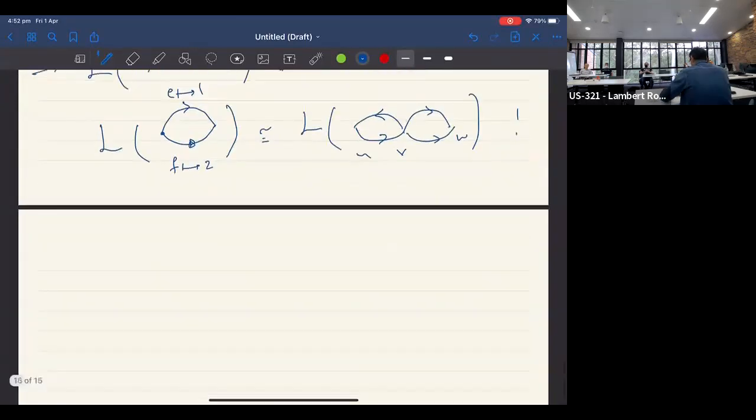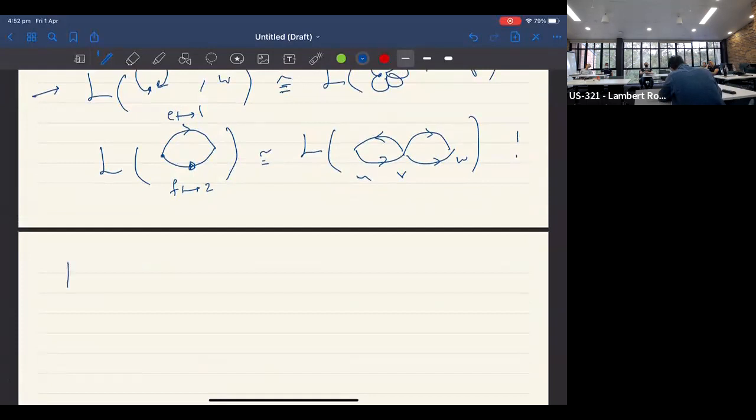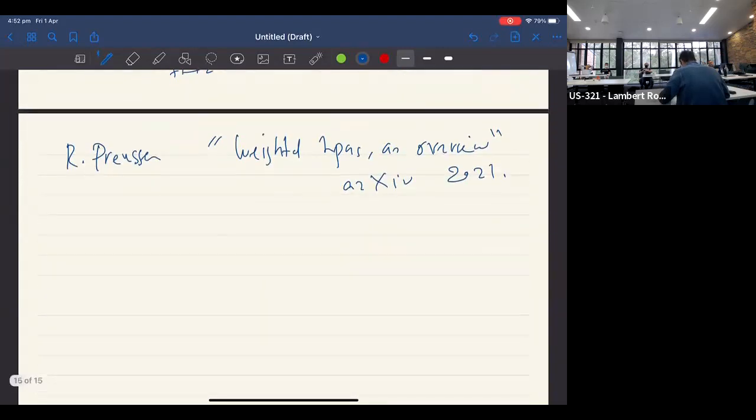And let me just give you, oops, maybe I don't know, but anyhow, this is the one. And there is a paper by Raimund Preusser, weighted Leavitt path algebras, an overview, arXiv, 2021. Okay, so I have maybe 5 minutes to come back to all of these here, that's fine. Okay. Now, so you have these Leavitt path algebras.